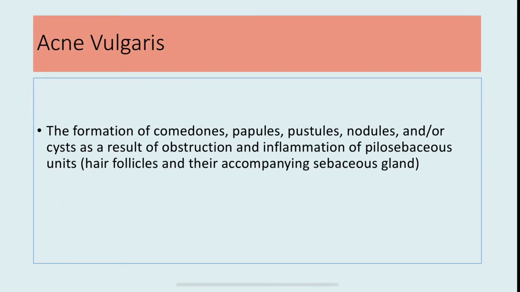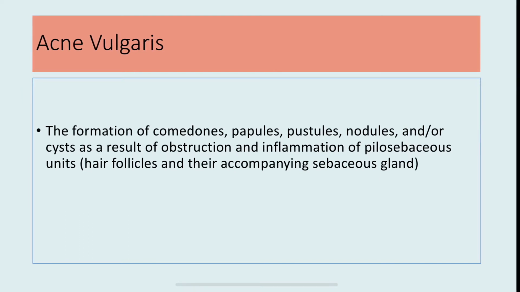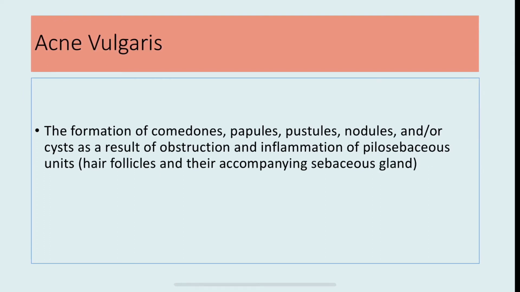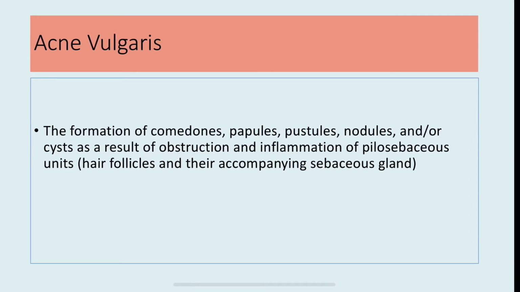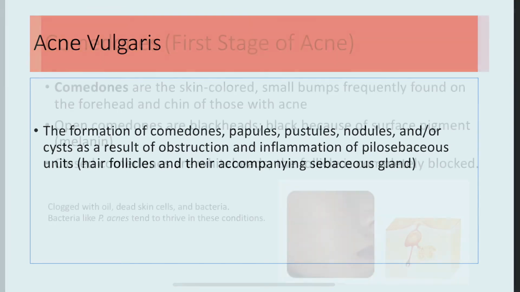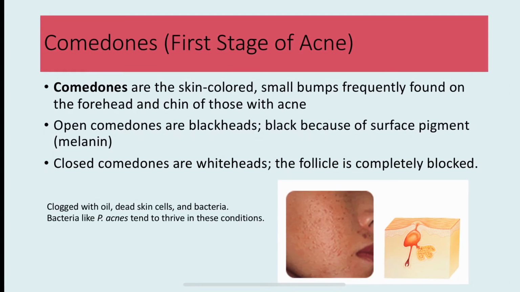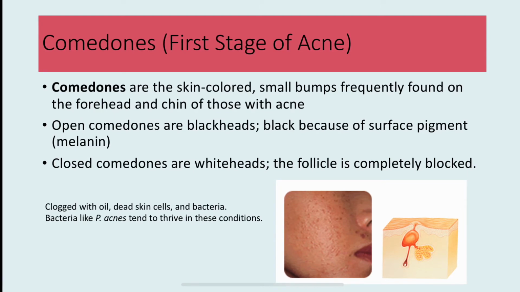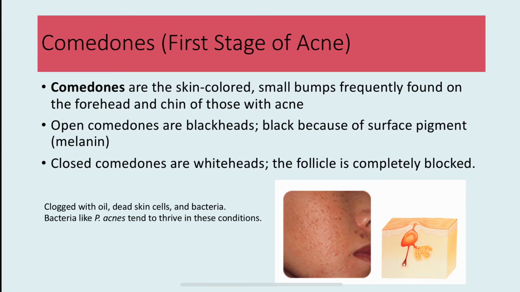Acne vulgaris is the formation of comedones, papules, pustules, nodules, and or cysts as a result of an obstruction and inflammation of pilosebaceous units, hair follicles, and their accompanying sebaceous gland. Comedones, which is the first stage of acne, are the skin-colored small bumps frequently found on the forehead and chin of those with acne.